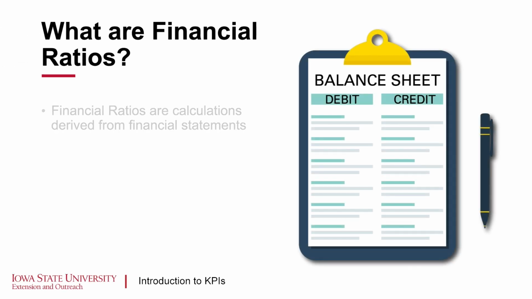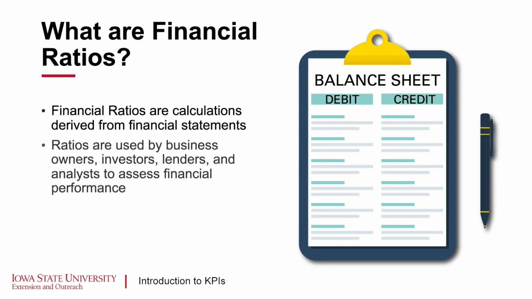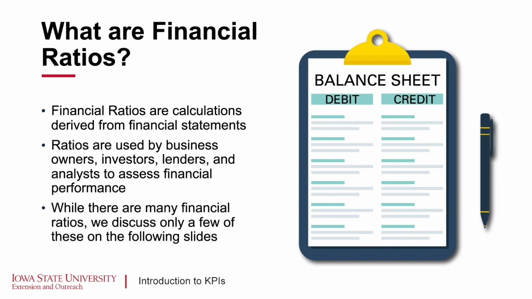This course covers financial ratios and key performance indicators, also known as KPIs. Financial ratios are calculations derived from a company's financial statements, such as the balance sheet and income statement. These ratios are used by business owners, investors, lenders, and analysts to assess performance in areas such as profitability, liquidity, solvency, and efficiency, and to benchmark against competitors or industry standards. While there are many financial ratios, we will discuss only a few of these on the following slides.